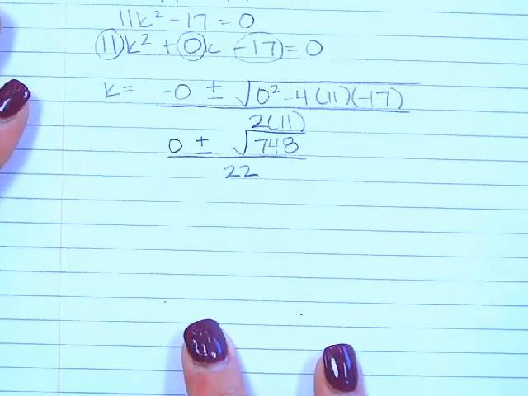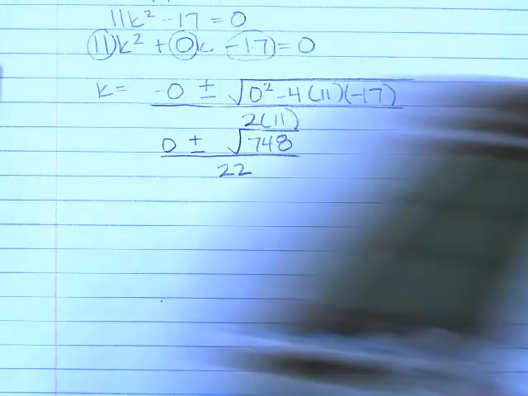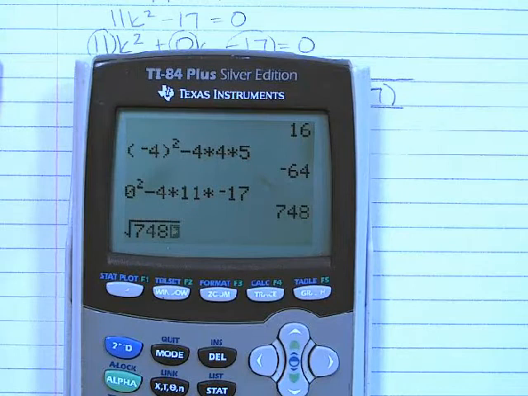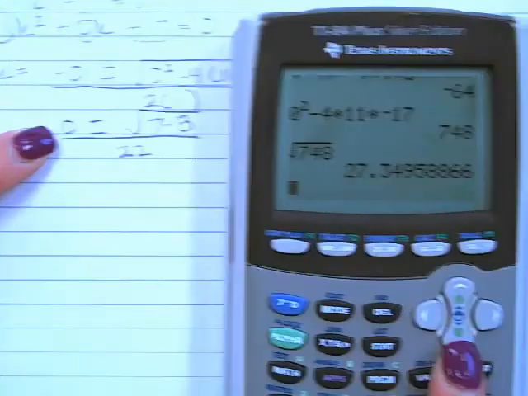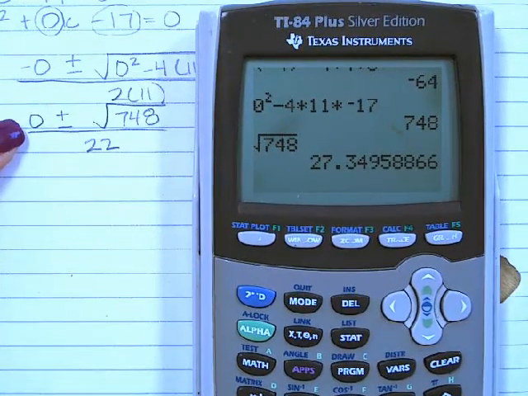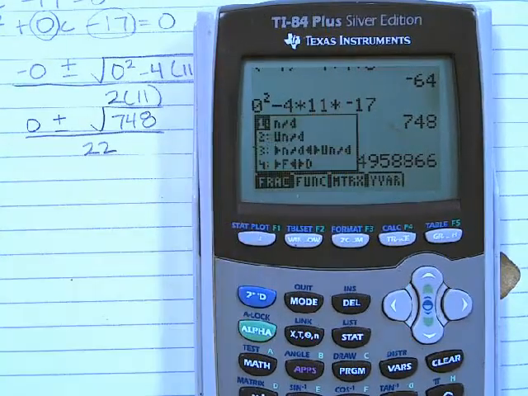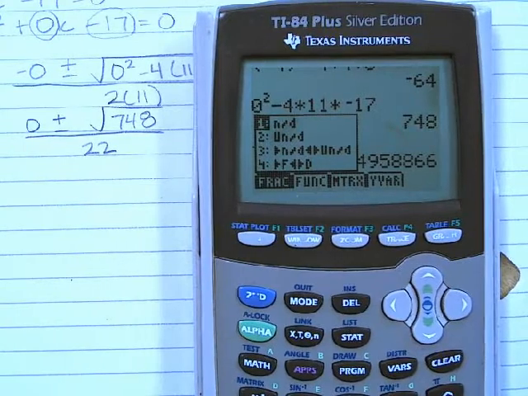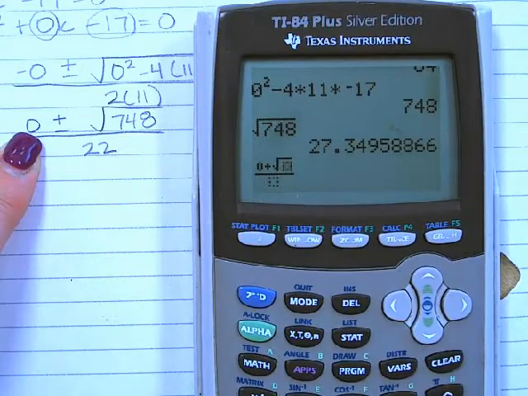Okay, so now that I have this, I know that 748 is not a perfect square, but if you don't know that, you can check it. It's a decimal, so it's not a perfect square. So at this point, I'm going to go ahead and plug this into my calculator. So to be able to type it in the way that it looks on my paper, I need to get a fraction on my screen. And the way that I do that is I hit the alpha button and then the y equals button. So alpha, y equals, n over d means numerator over denominator. So I have 0 plus the square root of 748 divided by 22.